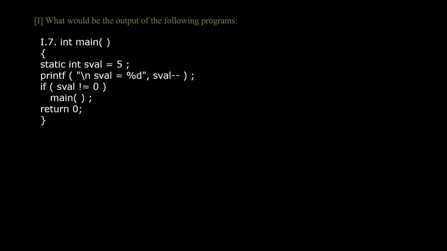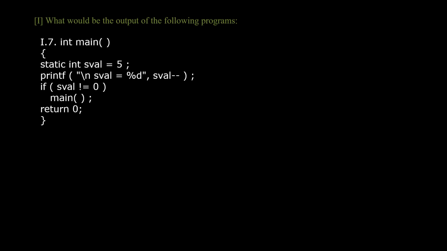And static int sval is 5, printf sval and sval minus minus. If sval not equal to 0, call main again. Since it's static int, each time main is called, value will be stored and it will be retrieved.